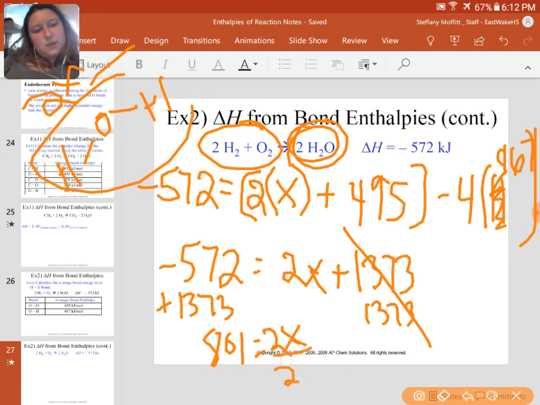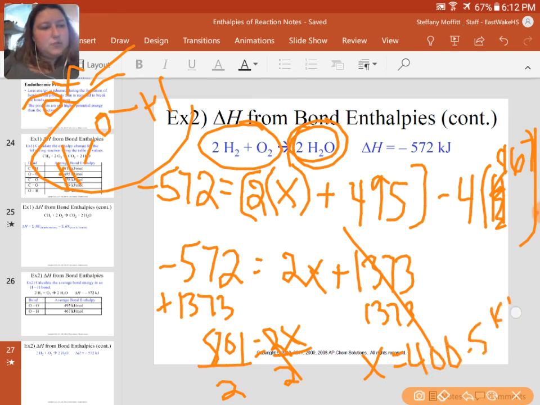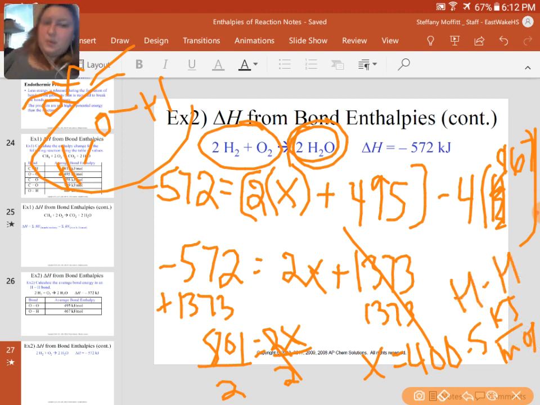Divide both sides by 2, and my x is equal to 400.5. And that's kilojoules per mole. And that's my HH bond enthalpy.